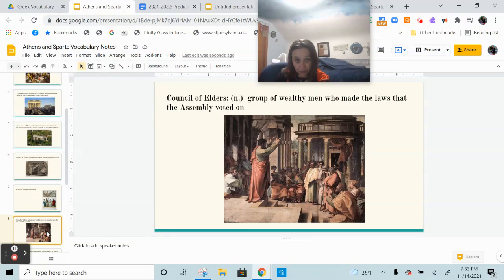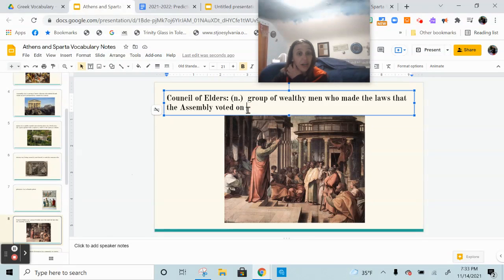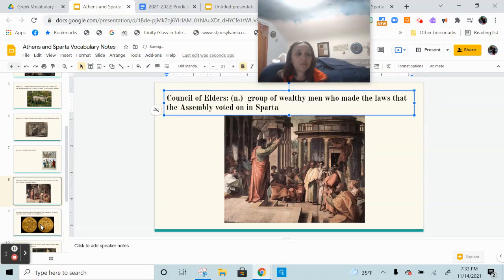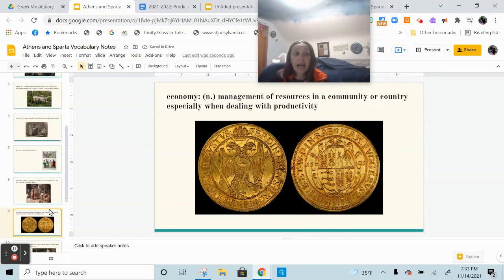Council of Elders, a group of wealthy men who made laws that the assembly voted on, and this was in Sparta. The economy. The economy is a noun. It's the management of resources in a community or country, especially when dealing with productivity.